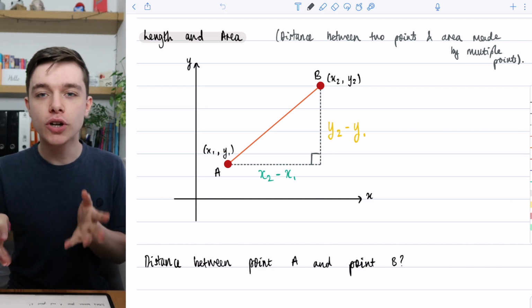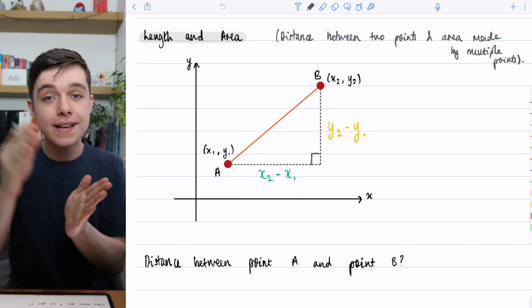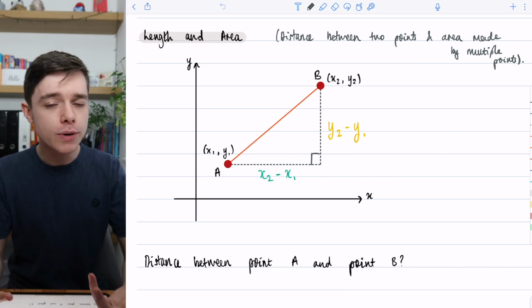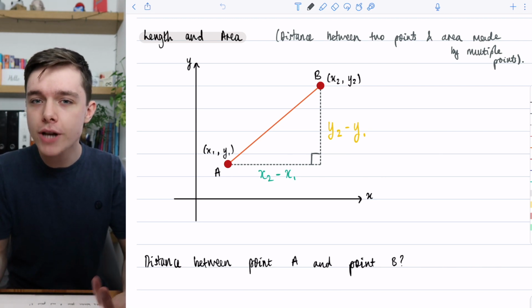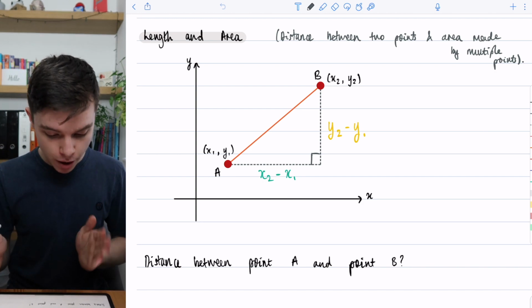Length basically means we're looking at the distance between 2 points. The distance between 2 points is a length. It might not have units on it, we might not have units in the question, but we're able to work out the distance or the length between 2 points.